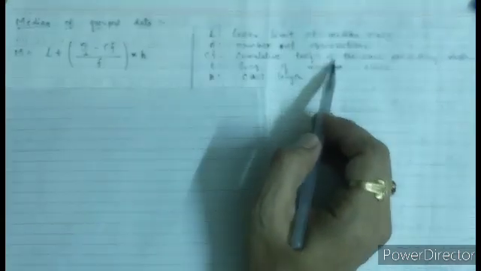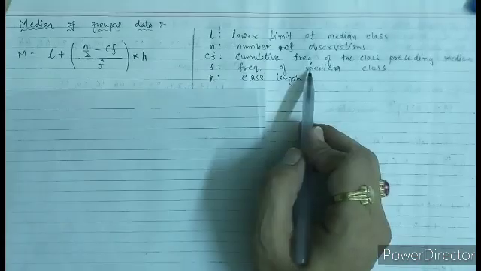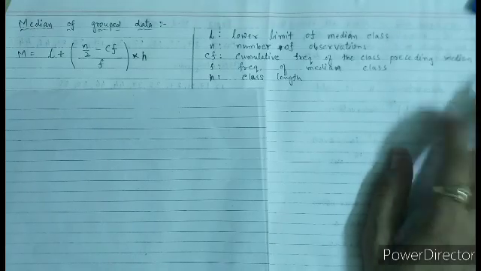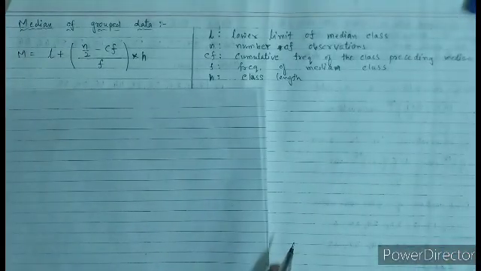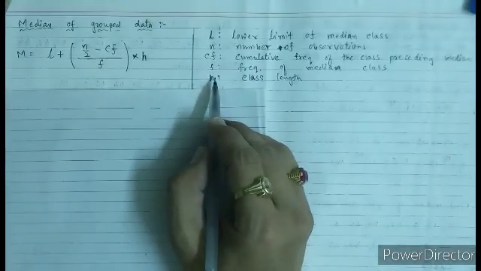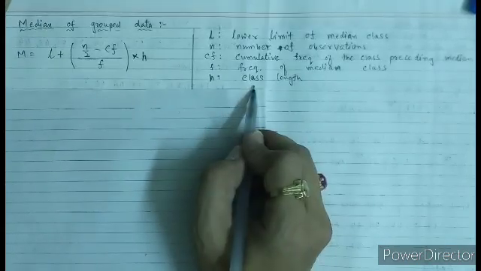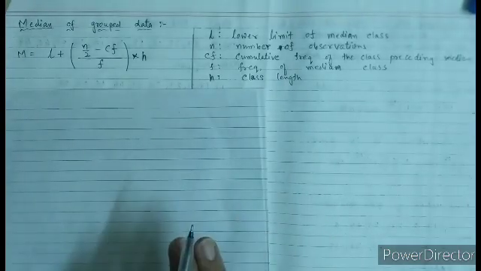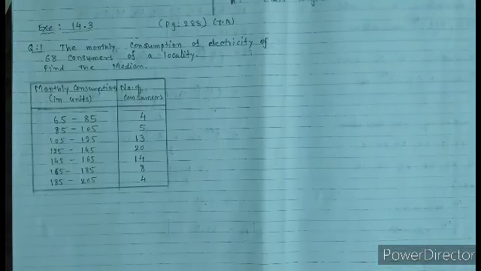N is the number of observations, that is total number of observations. Then Cf is the cumulative frequency of the class preceding median class. Preceding median class, the cumulative frequency. Now what is this cumulative frequency? That also we will see in the question. Then the next term is f. F is the frequency of median class. Then last is h. We know h is class length. So these are the terms which are defined here. We have to use these terms. We will see what these terms are in a question. Let us see a question.